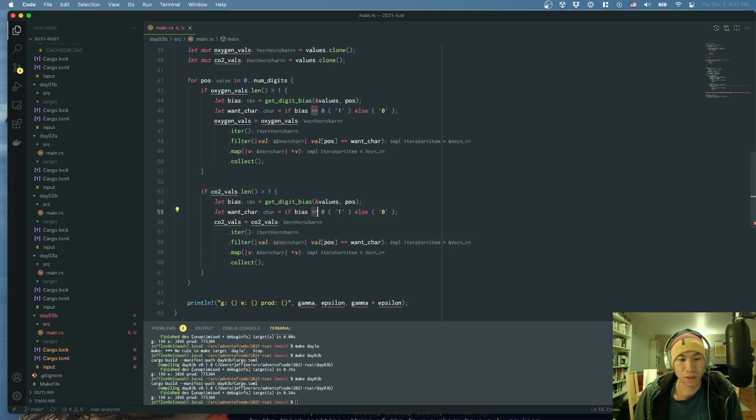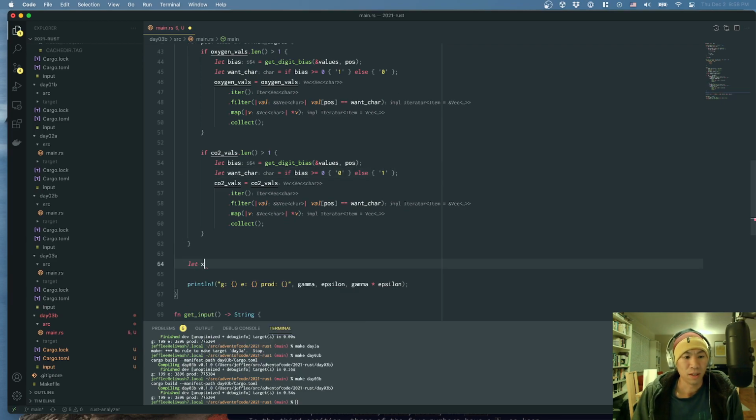Okay, so if it is greater than or equal to 0, then the most common value is going to be 1. So we're going to want the 0. Otherwise, we'll want the 1. But what happens if it is 0? If it is 0, then we want the 0s. So I think we just flip it.